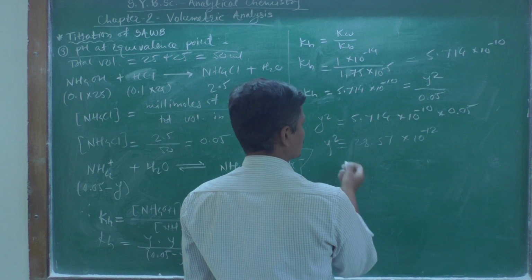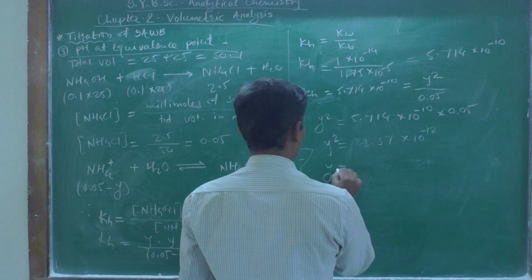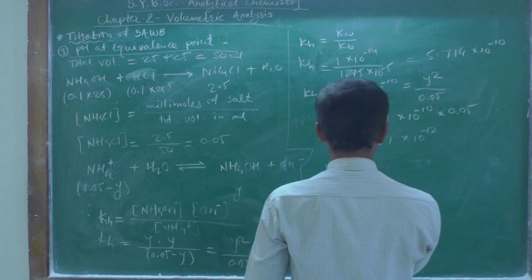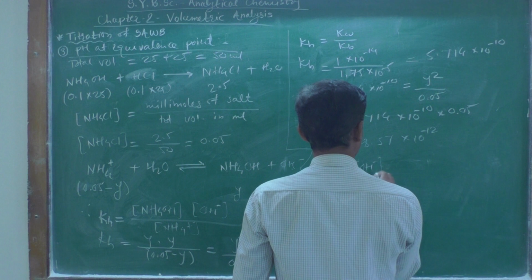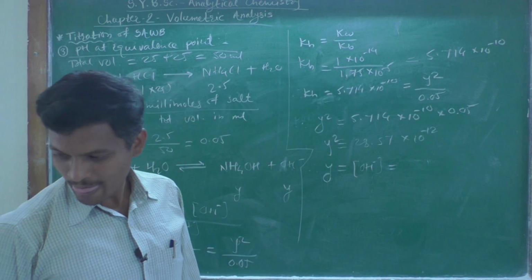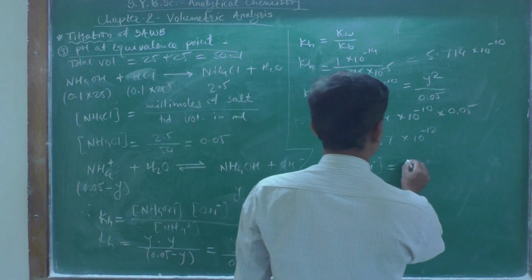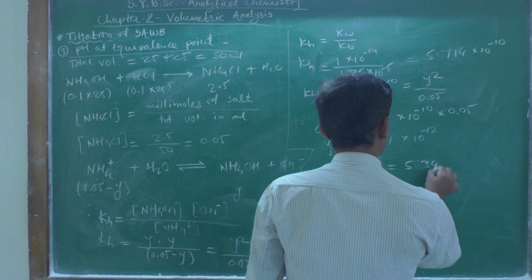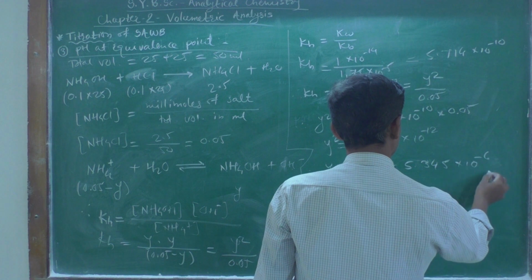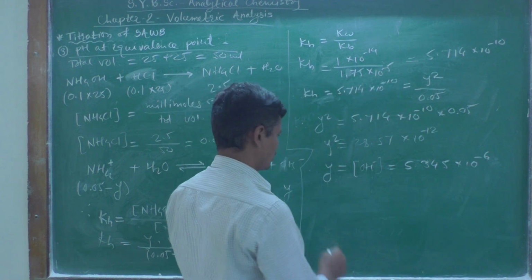So take the square root of both sides, you will get the value of y, and the value of y is nothing but the concentration of OH minus ion. The concentration of OH minus ion is equal to the square root of this, which is 5.345 into 10 raised to minus 6. This is the OH minus ion concentration.